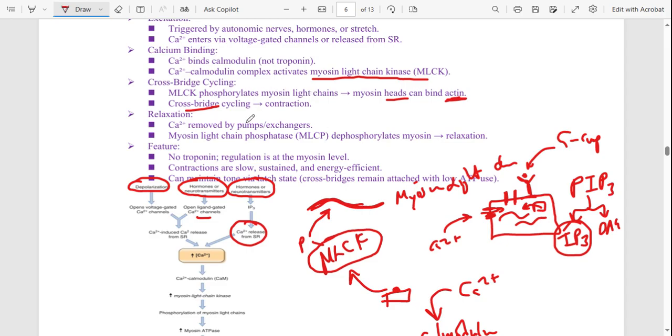The way smooth muscles relax is that the calcium is removed by pumps or exchangers. Also, you have an enzyme which we call the myosin light chain phosphatase. A phosphatase removes a phosphate. Once the calcium is removed from the cell, the phosphate which was added to the myosin light chain will be removed using the enzyme phosphatase. And because the dephosphorylation has happened, relaxation is going to happen. Take note that smooth muscles don't contain troponin. Contraction is also slow. So that is what happens.